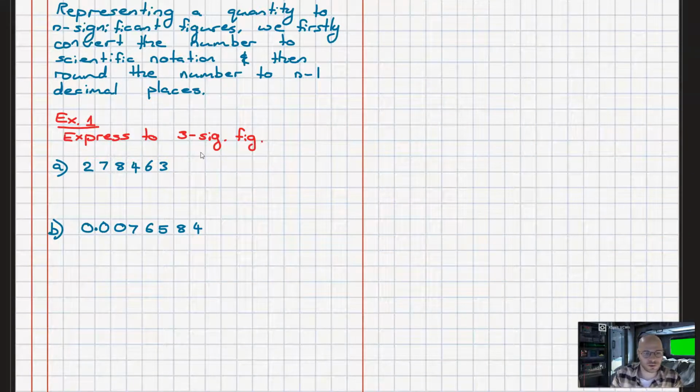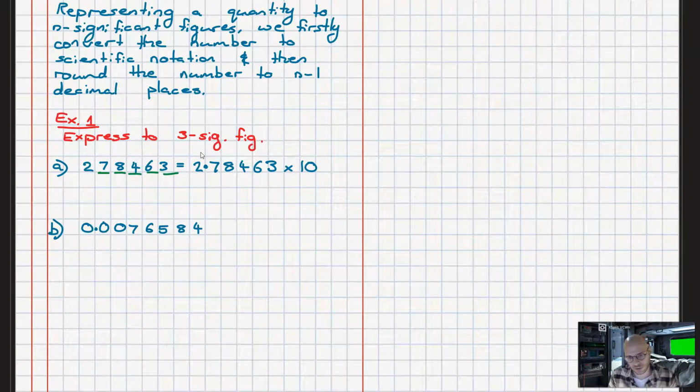So the first step involved is we rewrite this using scientific notation. So I'm simply going to write out 278,463, and I'm going to move the decimal place between the 2 and the 7. Now, because I've done that, obviously I need to multiply it by something very large because I've turned a very large number to a very small one. And the exponent that I multiply it by will be 1, 2, 3, 4, 5. So it'll become times 10 to the 5.